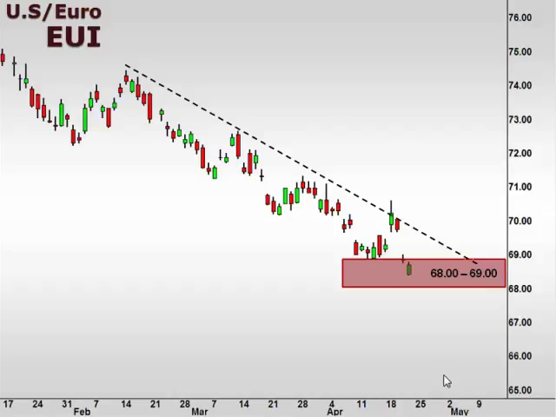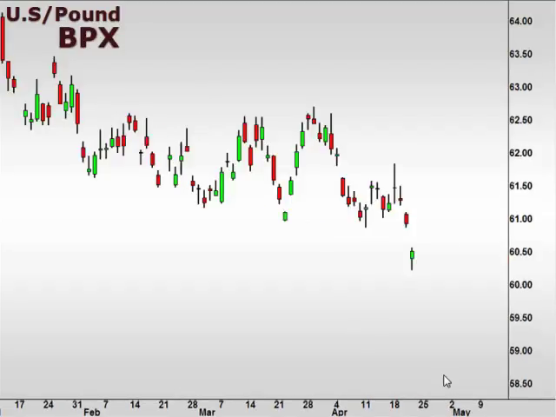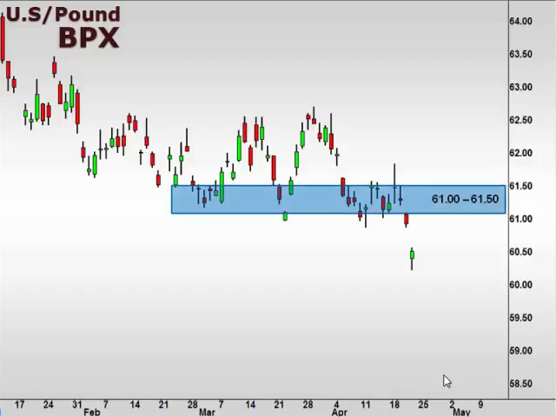Let's take a look at the US dollar versus the British pound as seen here in the BPX. While the BPX dropped below support at 61, this lends credibility to a test of this 59.5-60 focal zone for support. We may see a retracement after such a significant drop. However, the 61 level now becomes a key overhead resistance.